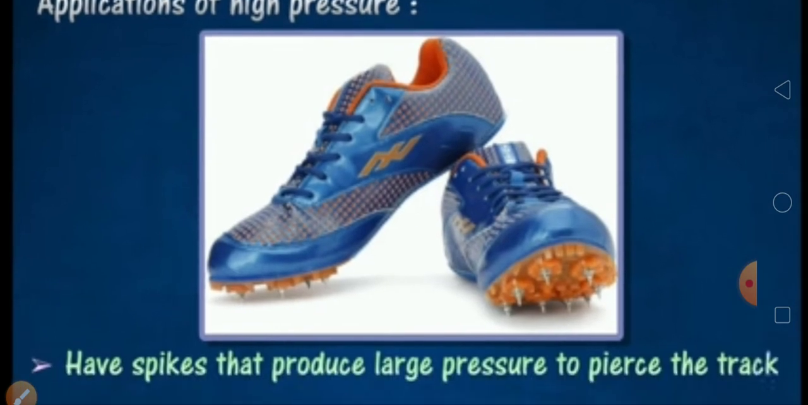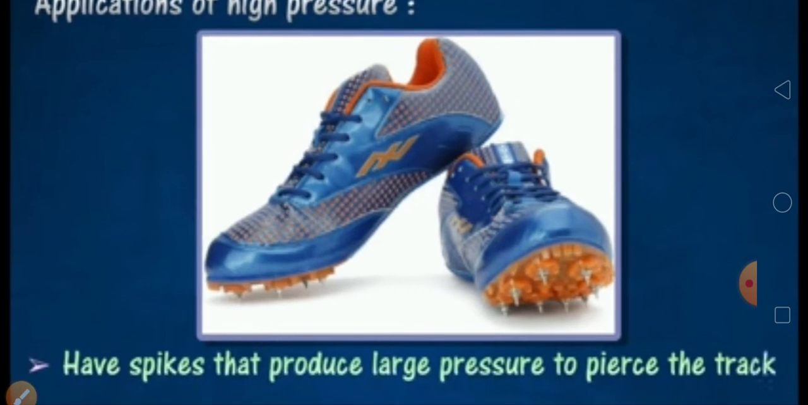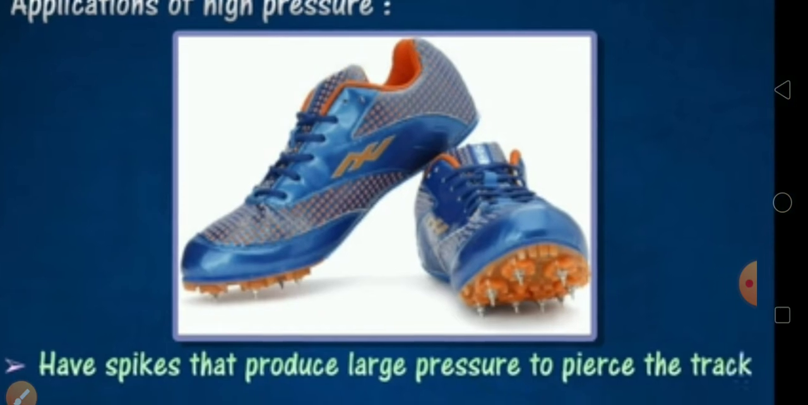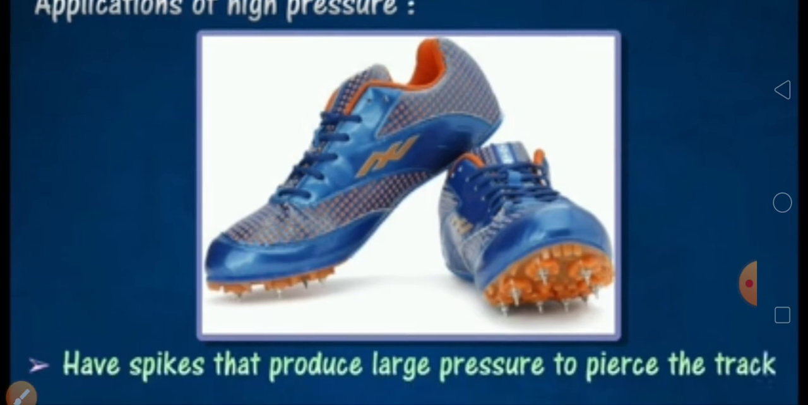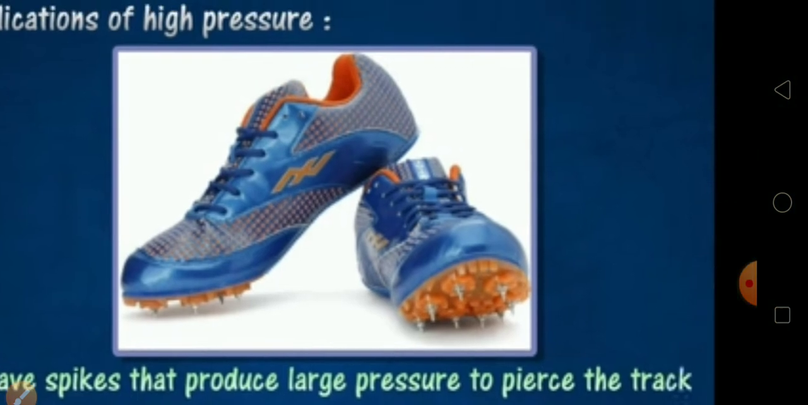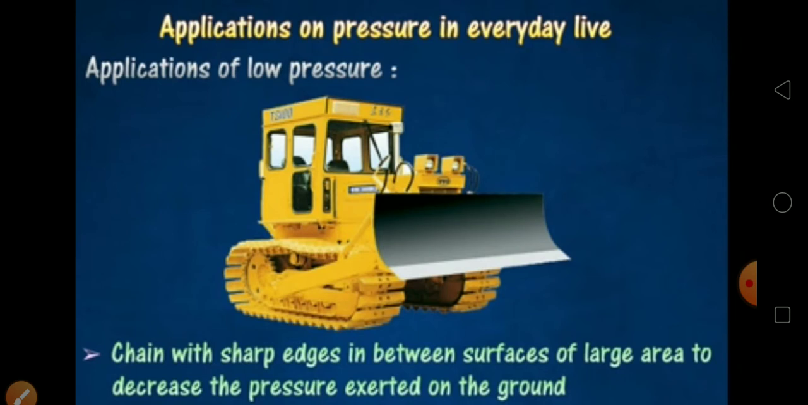And children, here you can see shoes having spikes that produce large pressure to grip the track. As the area decreases, the pressure increases, so the person can run or walk easily. Now we will understand applications of low pressure.